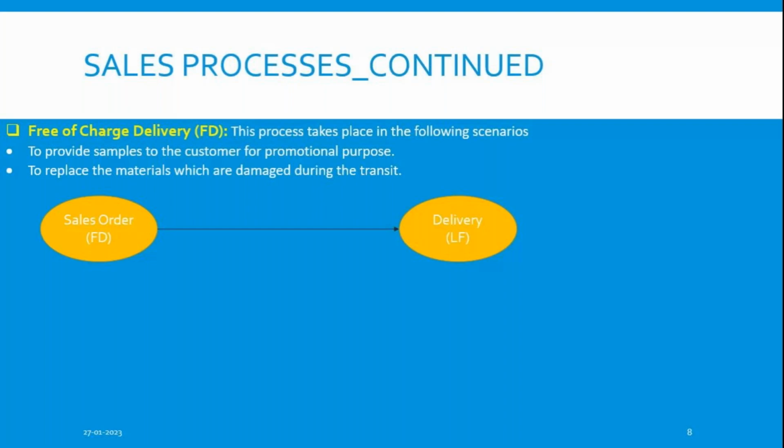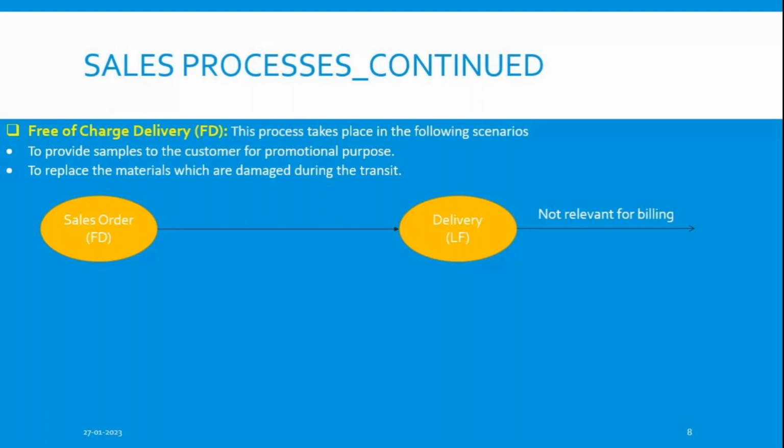For now, understand that free of charge delivery takes place in the following two scenarios, and we create a sales order of type FD and then a delivery with the delivery type LF. If you try to invoice the customer, the free of charge delivery process is not relevant for invoicing. When you are giving something free to the customer, you should not bill the customer, right? For that reason, the free of charge process is not relevant for billing.